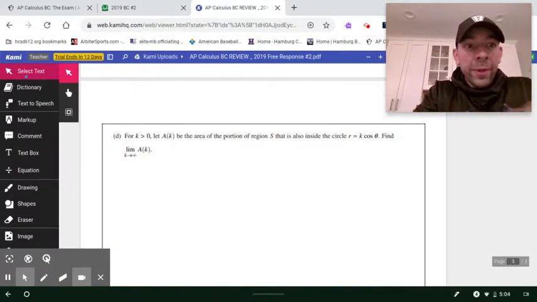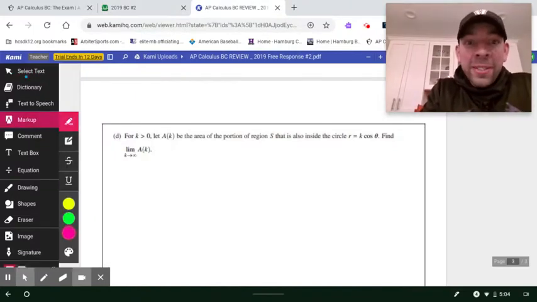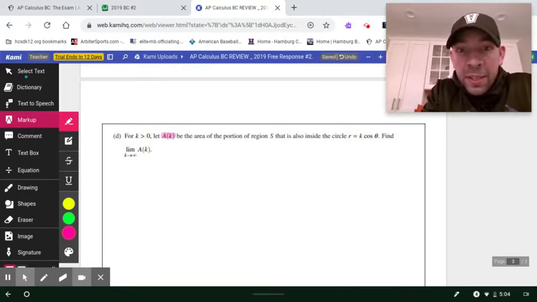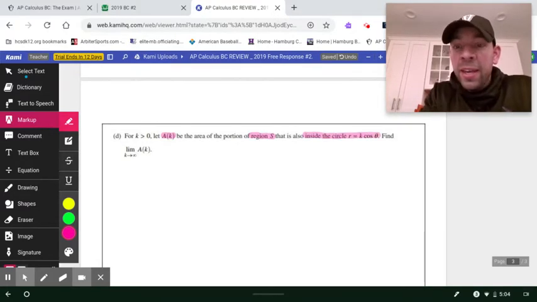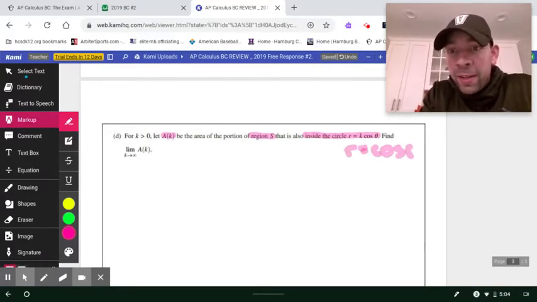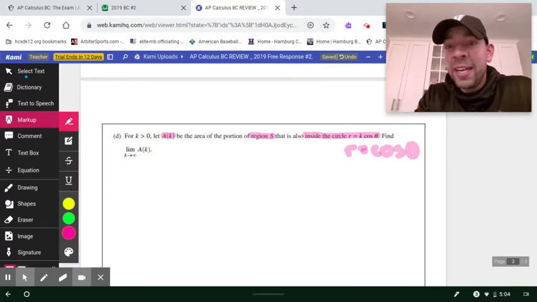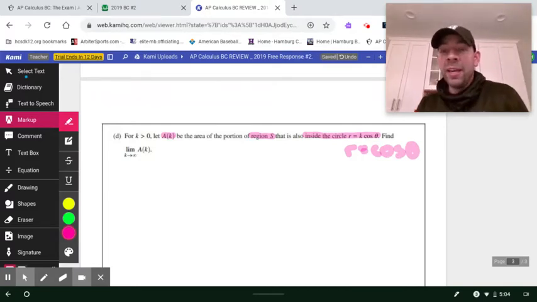All right, we're getting there. Our last part, D, says, hey, consider the function A of k, and that's going to be the area that's basically inside of S, but also inside of this new circle, r equals k cosine of theta. And what you'll notice, when we have r equals cosine of theta, that's symmetric with respect to the x-axis. And then the value of k is just going to enlarge or dilate that circle.